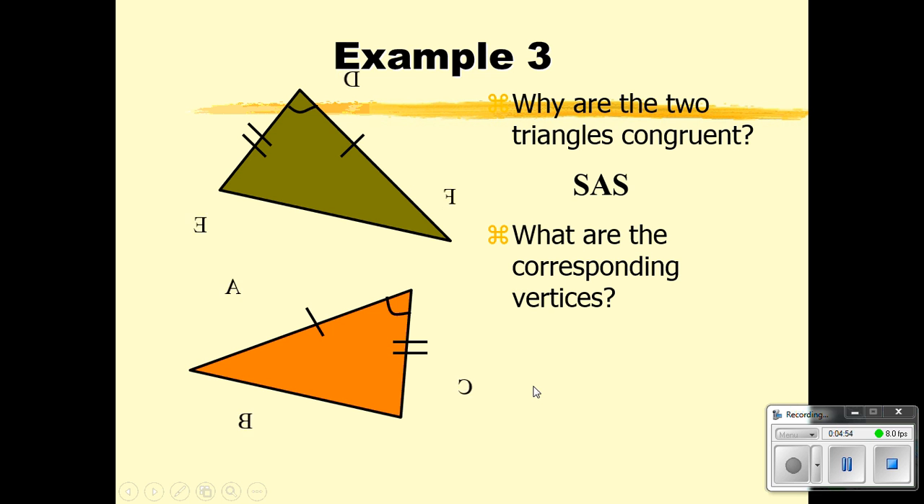So when I look at this one, the corresponding vertices, the ones that would go together: A goes with D. And then at the end of D is E down here, where the one ticky mark is. So E must go with C because they're at the end of the same segment, which means that B must go with F. So you want to make sure that you know what all the corresponding parts are so that we can write their names in order.